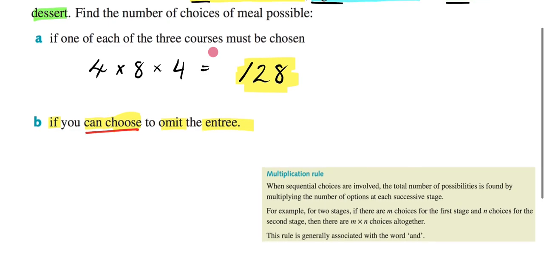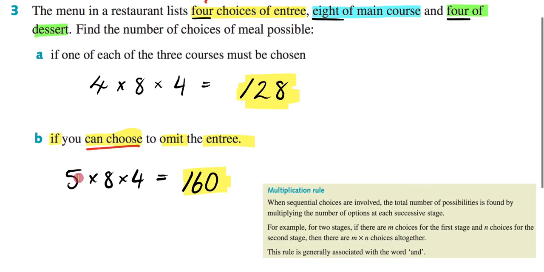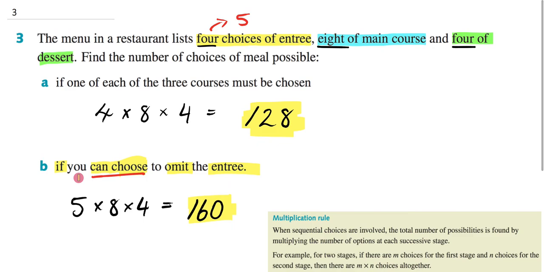So what we're going to do now is add 1 to this 4 here. So it's going to be 5 times 8 times 4. Then you can go 5 times 4 is 20 times 8 will be 160. So there's going to be 160 choices of meal possible if you've added the possibility of omitting the entree, because now we have 5 choices for the entree. Hopefully that made sense and addressed any concerns you had with this question. Good luck with the rest.